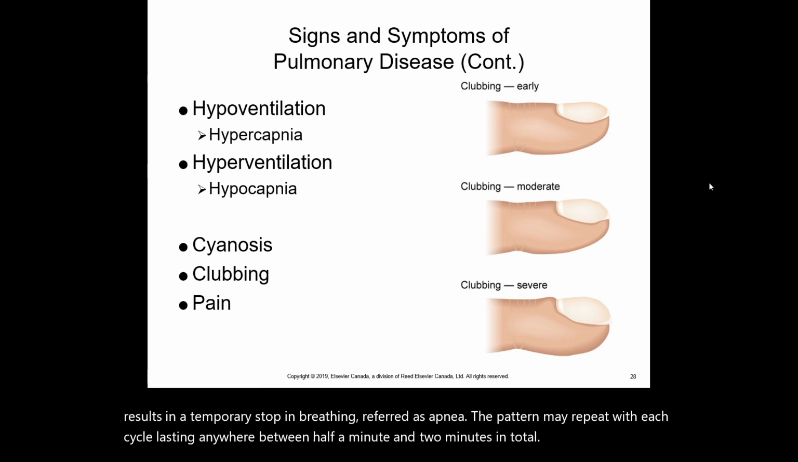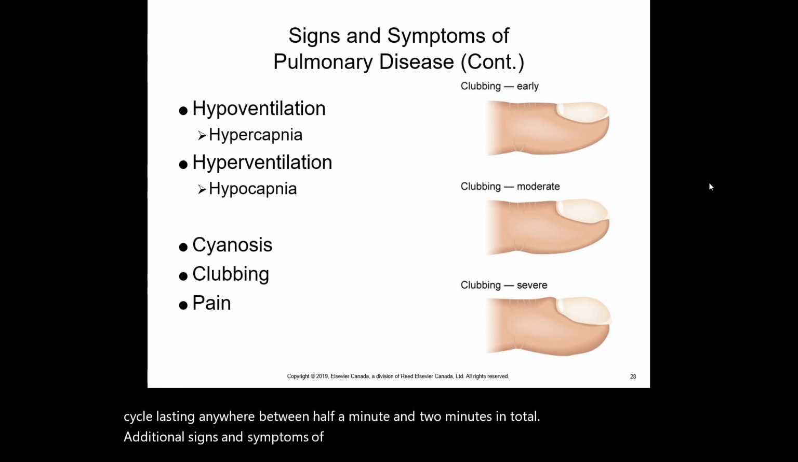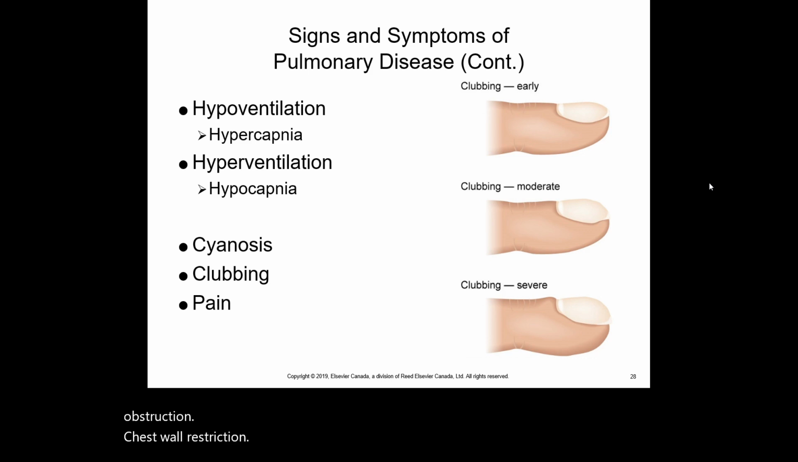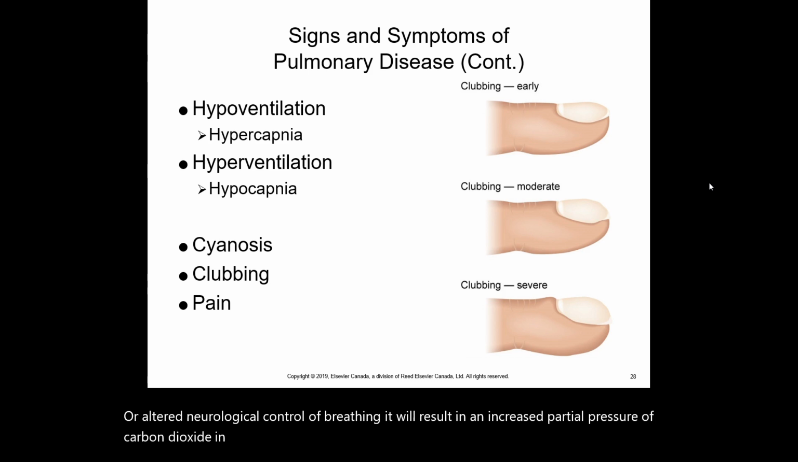Additional signs and symptoms of pulmonary disease. Individuals can experience either hypo or hyperventilation. Hypoventilation is decreased alveolar ventilation caused by an airway obstruction, chest wall restriction, or altered neurological control of breathing. It will result in an increased partial pressure of carbon dioxide in the arterial blood. This is referred to as hypercapnia.